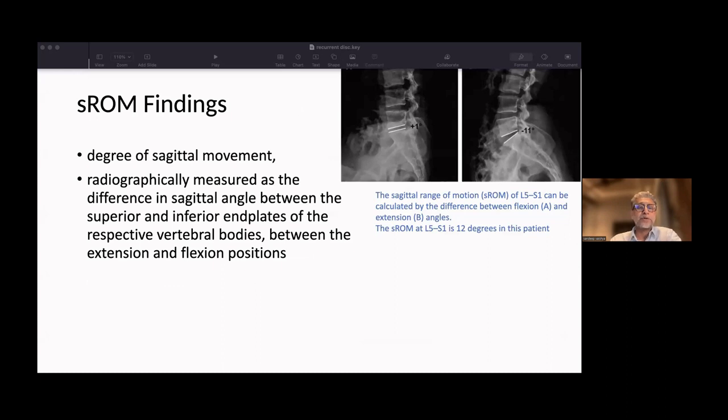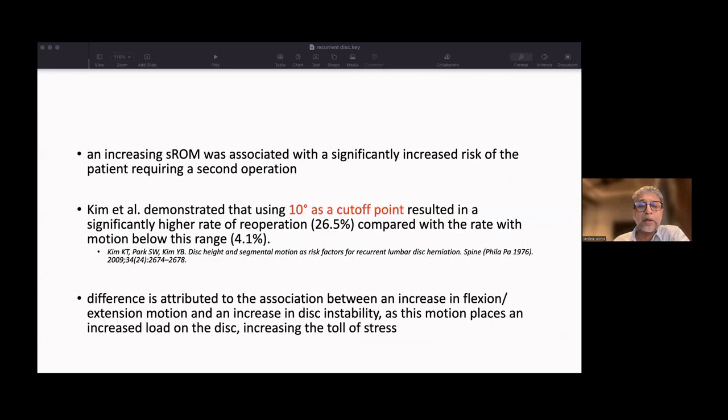Now, sagittal range of motion was measured radiographically as the sagittal angle between the superior and inferior end plates of the respective vertebral bodies between the extension and flexion positions. So the higher the range of motion, the higher was the risk of recurrence. Kim et al. took 10 degrees as the cutoff point. And when they took 10 degrees as cutoff point, 26.5% of patients with more than 10 degrees had reoperation, as compared to only 4.1% in the patients who had less than 10 degrees motion. This difference is attributed to the association between increase in flexion and extension leading to disc instability, and this causes more load on the intervertebral disc.